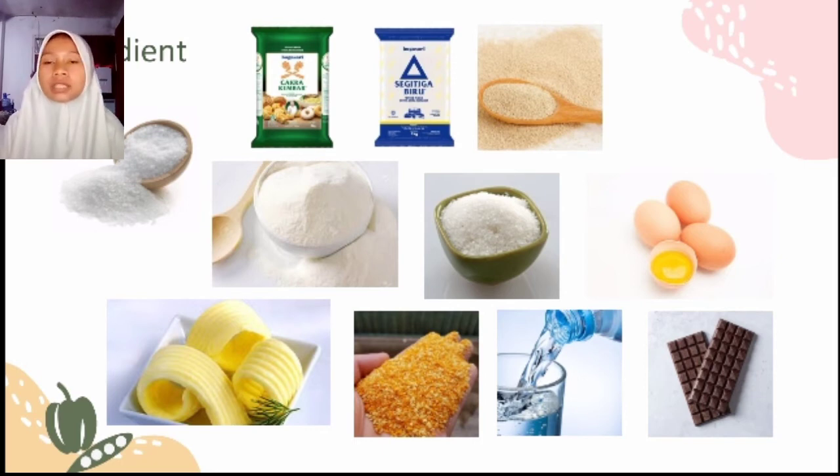Eggs are used as an additive whose function is to make bread softer, taste better, give color, and add nutritional value. Butter functions to give flavor, soften, and expand cakes and reduce the effects of flour gluten. Breadcrumbs are used as an additional ingredient to make the layers of bread crispy and not absorb a lot of oil. Water serves as a binder which allows the dough to ferment. Chocolate is used as a filling for bread.